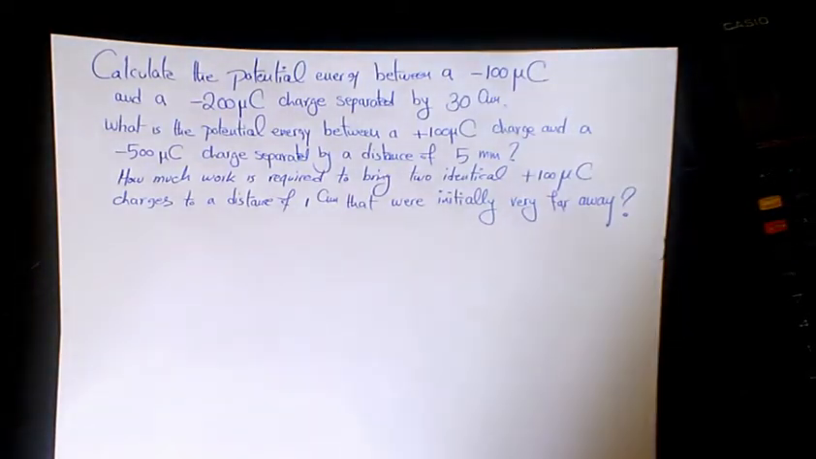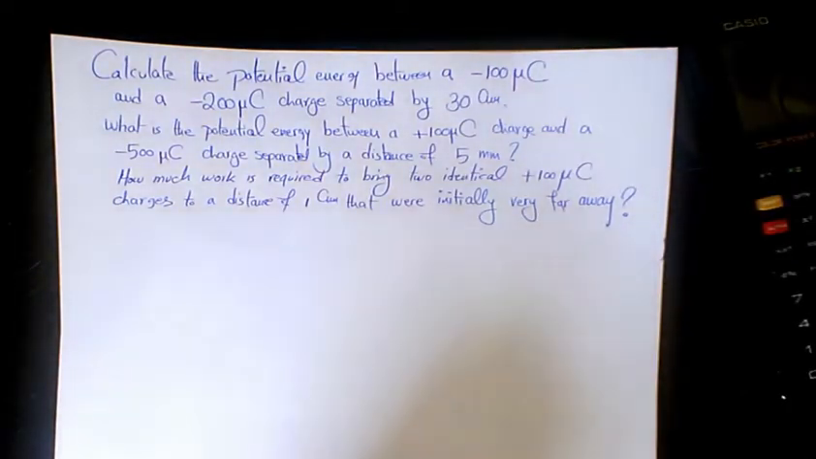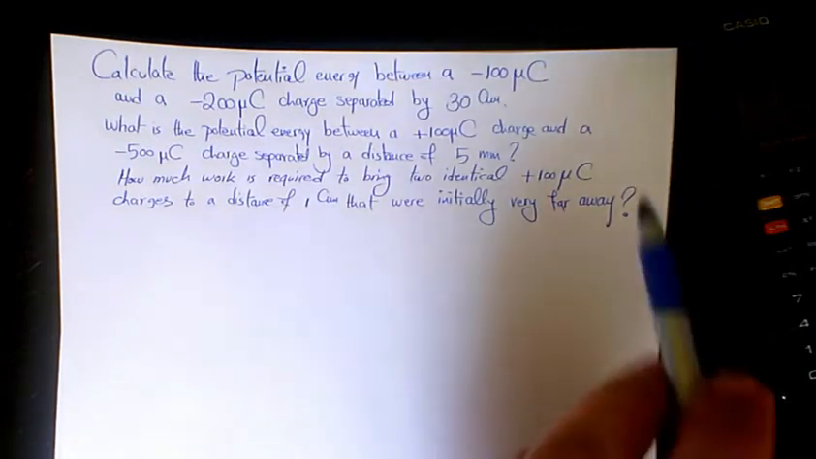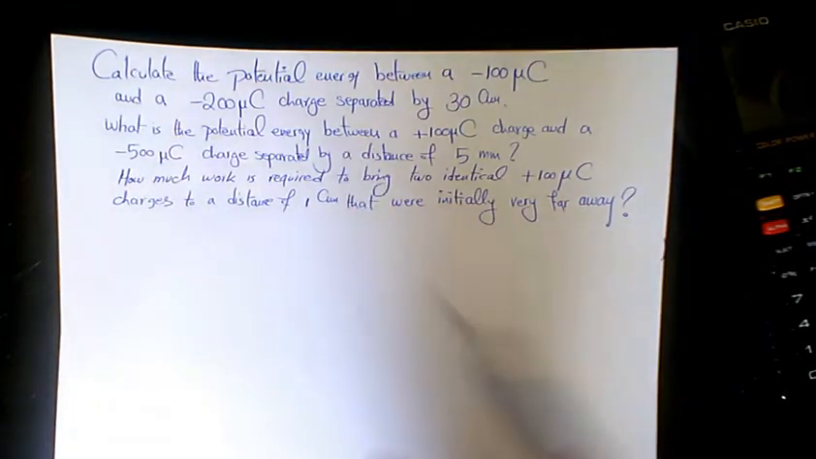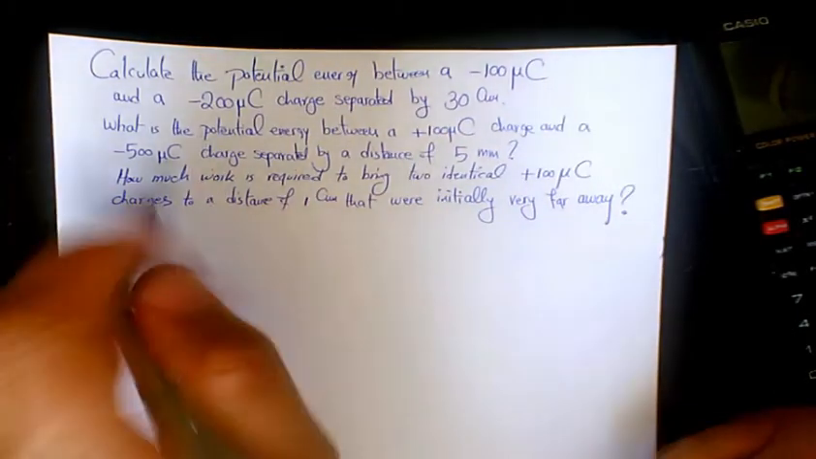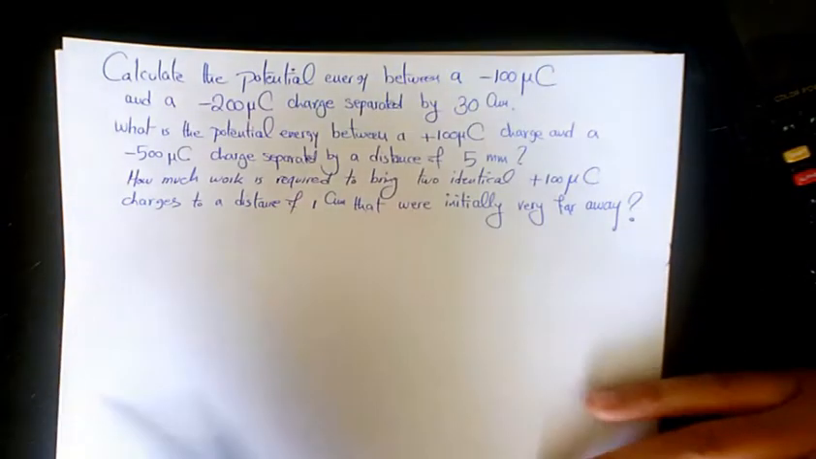Calculate the potential energy between a negative 100 microcoulomb and a negative 200 microcoulomb charge separated by 30 centimeters. We have part B and part C, let's read them later on. So first of all, I need to find out the potential energy between them.